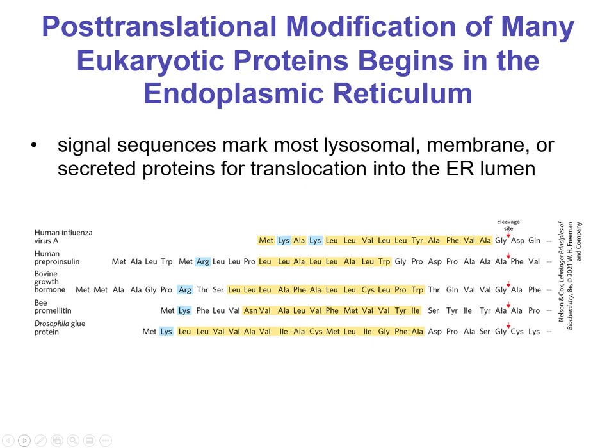So post-translational modifications of lots of eukaryotic proteins begin at the ER, the endoplasmic reticulum. And these signal sequences mark most of the lysosomal, membrane, or secreted proteins for translocation to the ER lumen. So that's the inside of the ER. What we're looking at here is we have some viruses, we've got pre-pro-insulin, bovine growth hormone. All of these things actually have signal sequences, and there are cleavage sites so that after they get to their destination or along the journey, they get cleaved off.